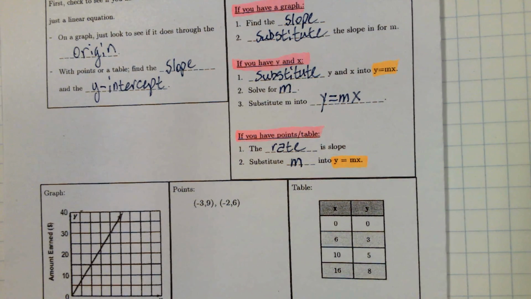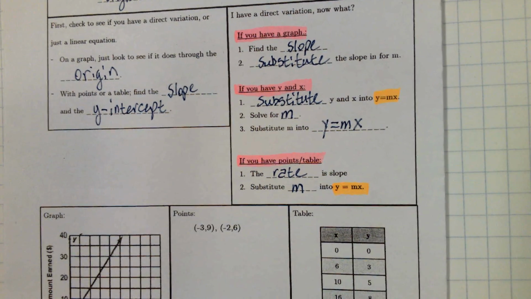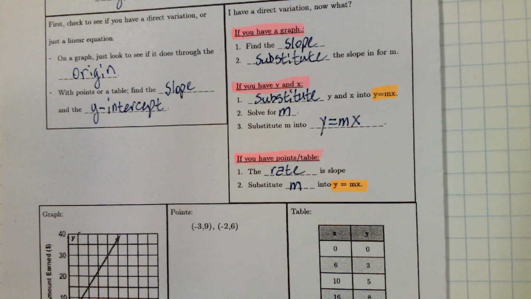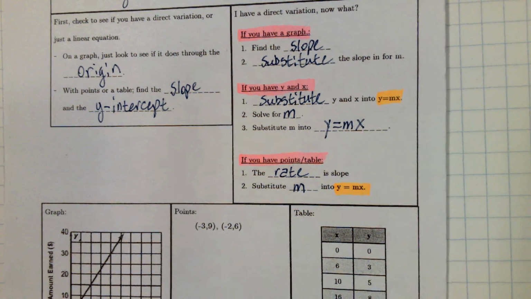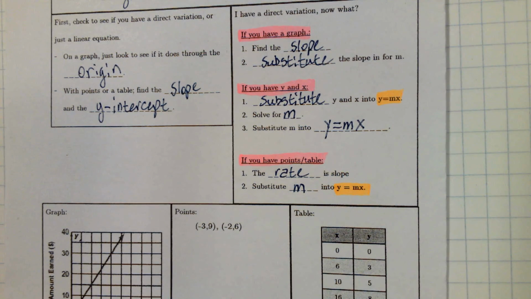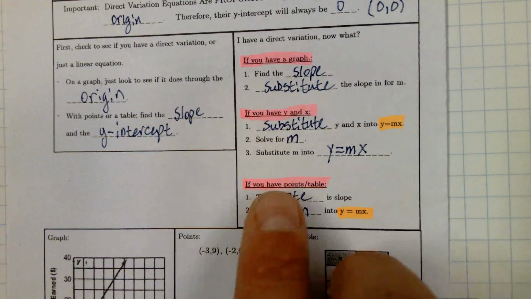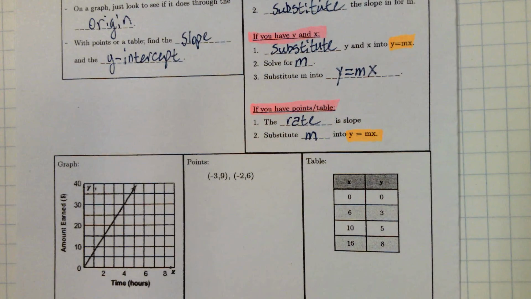All right, you guys ready? So this is actually what's going to happen in the assignment. In the assignments you're going to have to come up with the equation sometimes, and then sometimes they're going to ask you to find that slope or constant of variation. So let's do it. Let's start with the graph. So if you have a graph, we're going to find the slope and then substitute.